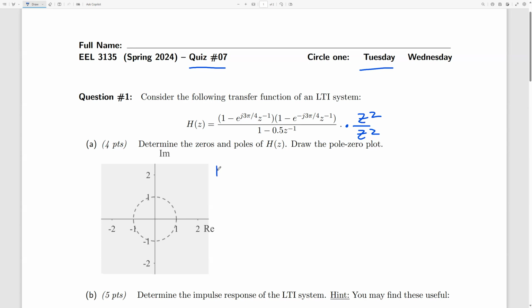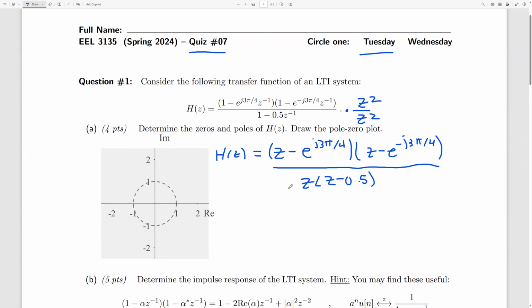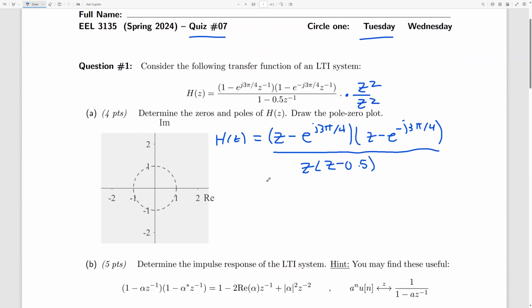And what this will simplify to will be H of Z equals Z minus e to the j 3 pi over 4, times Z minus e to the negative j 3 pi over 4, over Z times Z minus 0.5. The reason why I say it's important is because if you didn't do this, then you wouldn't get this actual pole in the denominator, the trivial pole at the origin.